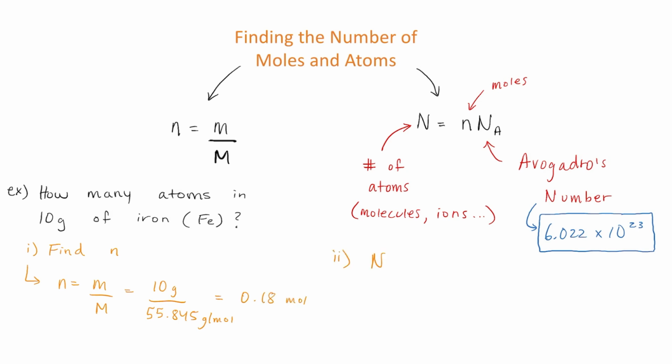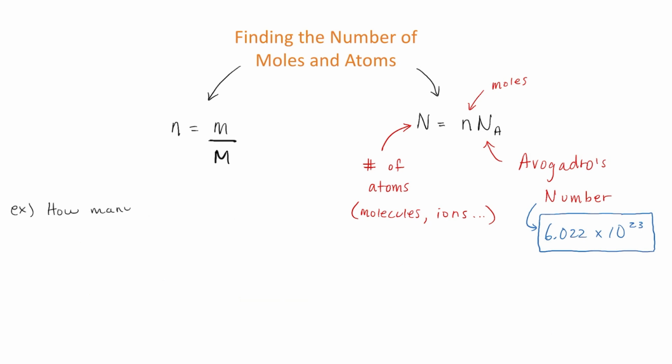Now we have everything we need to find the number of atoms. We just need to multiply the number of moles by Avogadro's number. And that gets us 1.1 times 10 to the 23 atoms. Now let's do another question. In this question, I'm asking you how many sodium ions are in 1 mole of sodium sulfate.